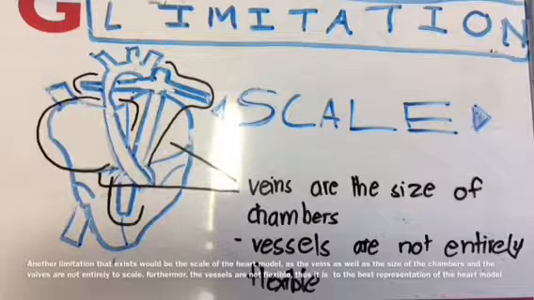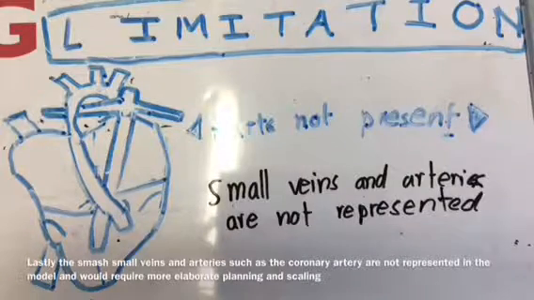Another limitation that exists will be the scale of our heart model, as the veins as well as the size of the chambers and valves are not entirely to scale. Furthermore, the vessels are not flexible. Thus, it is not the best representation of the heart model. Lastly, the many small veins and arteries such as the coronary arteries are not represented in the model and will require more elaborate planning and scaling.